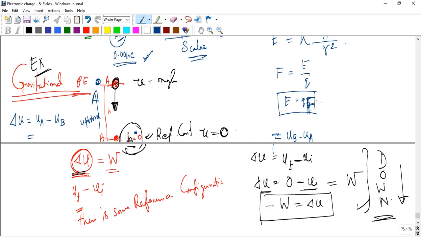In the upward direction, the ball goes from the bottom, and delta U is final energy minus initial energy. That is equal to final UB, initial is equal to 0, and UB is equal to mgh. That is delta U, and that is equal to W. So delta U is equal to W. So here the change in energy actually depends on whether we go towards the gravitational force or against the gravitational force.